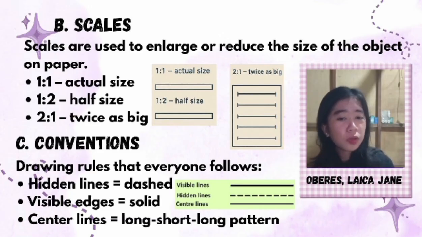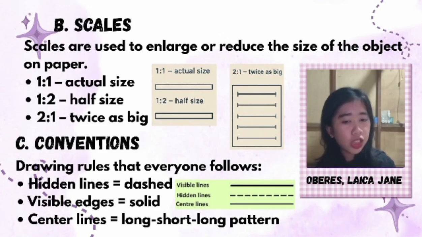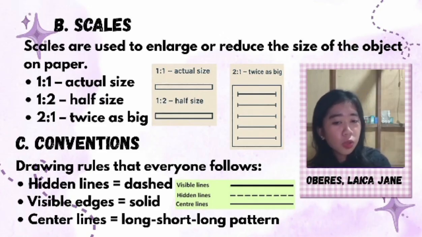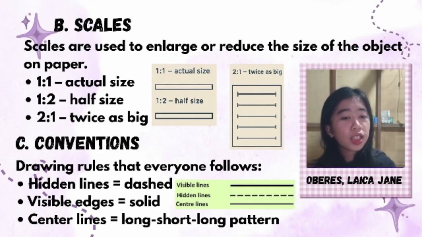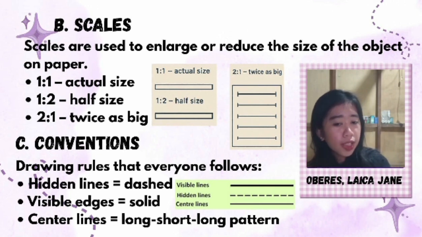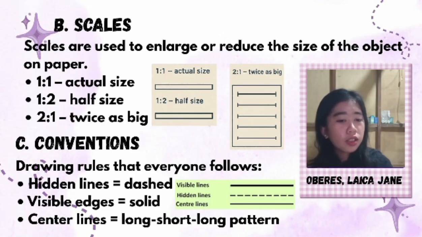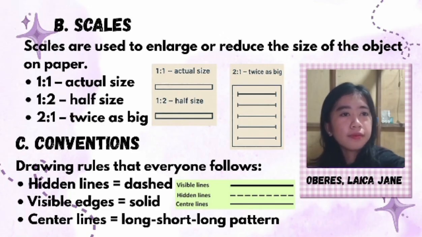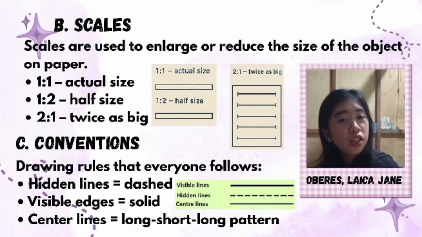First, 1 to 1, actual size: the drawing is the same size as the real object. Second, 1 to 2, half size: the drawing is smaller, only half the real size. Third, 2 to 1, twice as big: the drawing is bigger, double the real size. Next, conventions: drawing rules that everyone follows.